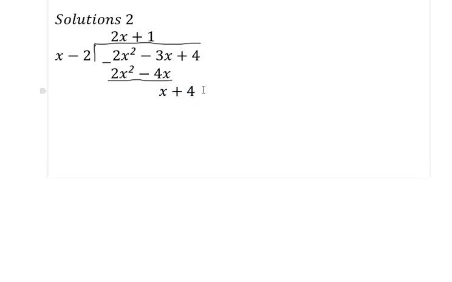x. Anything times 1 will give you that thing. 1 times x is x. Beautiful. So you now go again. 1 times minus 2. 1 times minus 2 will give you what? Minus 2. Beautiful. So we subtract again.